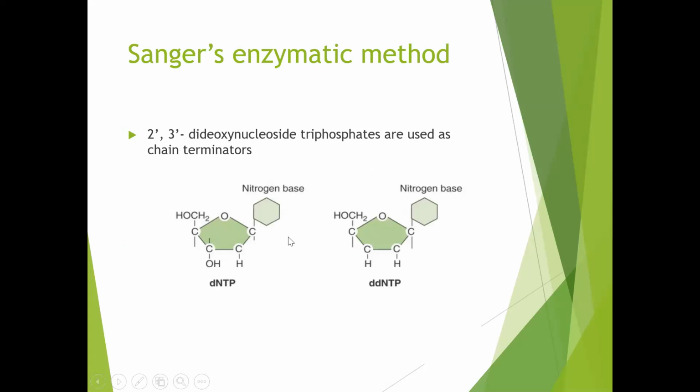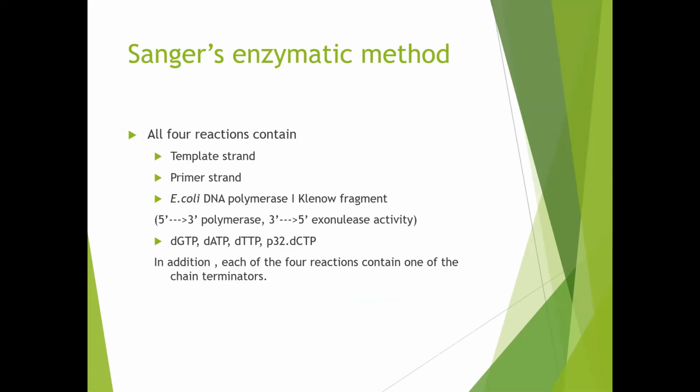So here it shows the structure of dNTP, where we have the free 3' hydroxyl group at the third position of the deoxyribose sugar. Whereas in the case of dideoxynucleoside triphosphate, we don't have the free hydroxyl group at the third position of the deoxyribose. That's how it acts as a chain terminator. So this slide shows the structural difference between dNTP and ddNTP. This we have also discussed earlier.